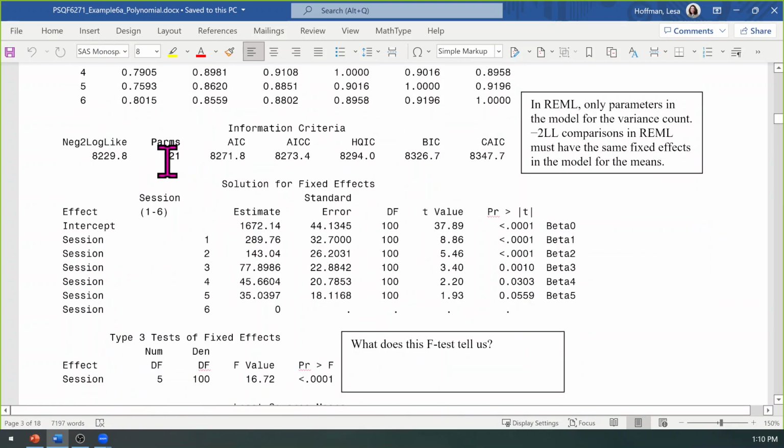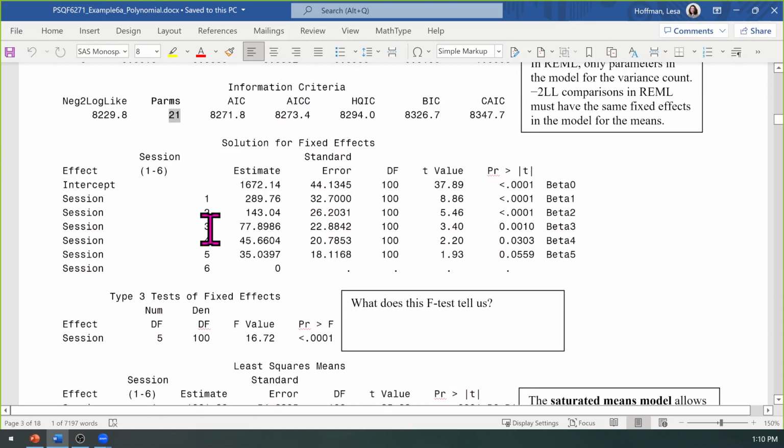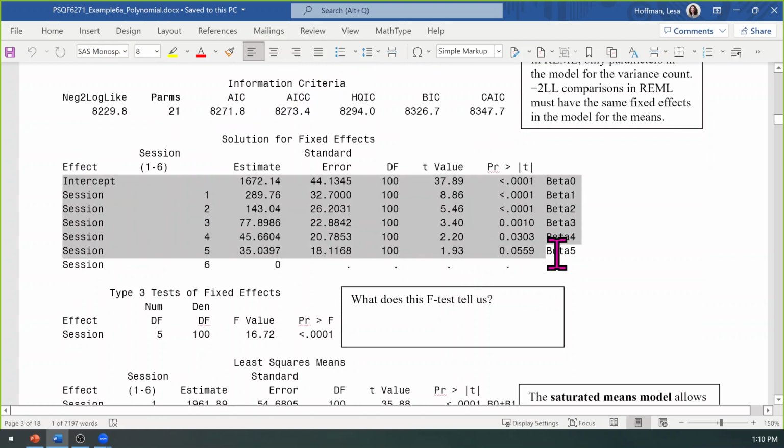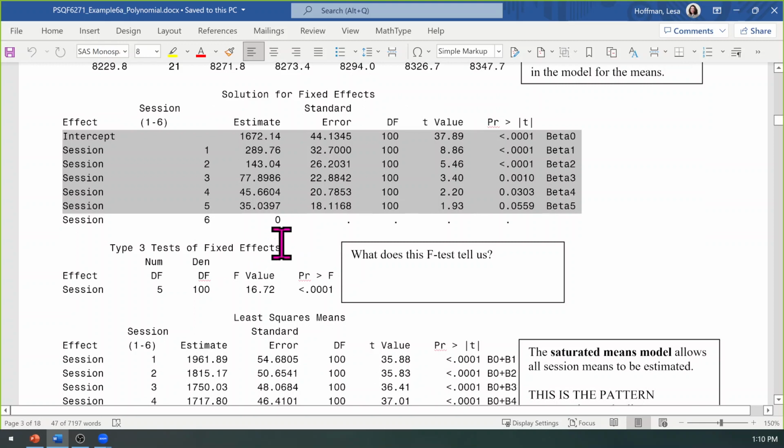So this model, in terms of the variance parameters, took 21 of them. That's the 6 variances plus the 15 covariances. Is that right? Yeah, that sounds right. And then the model for the means has 6 parameters. Here they are. Session 6 is the reference, which is why it's zeroed out.